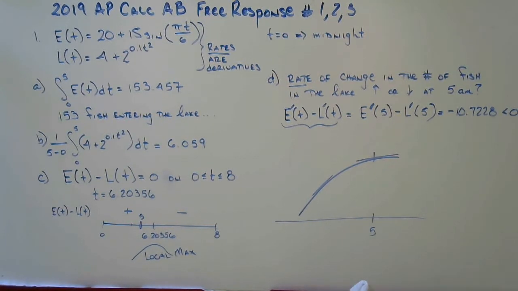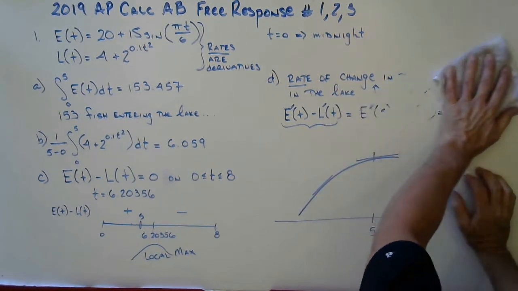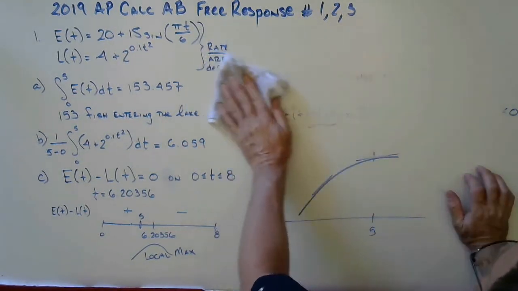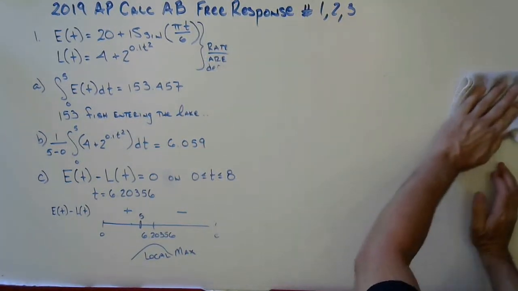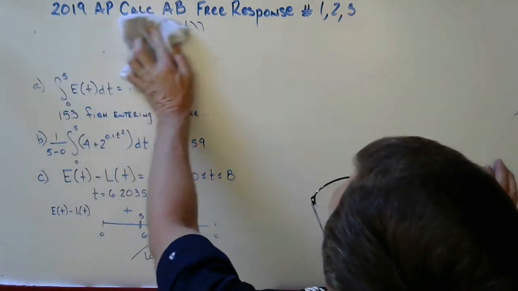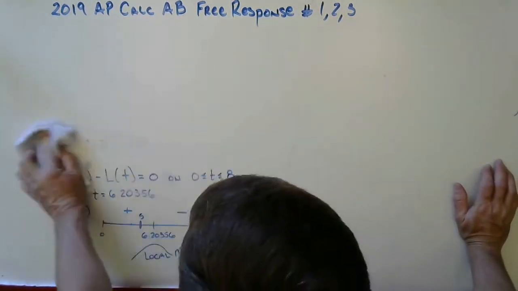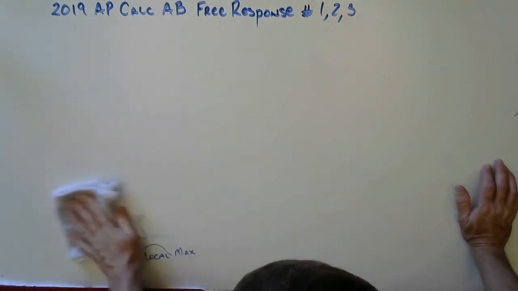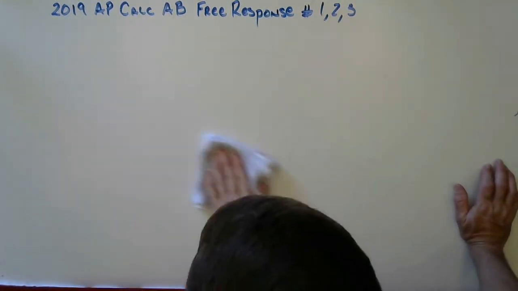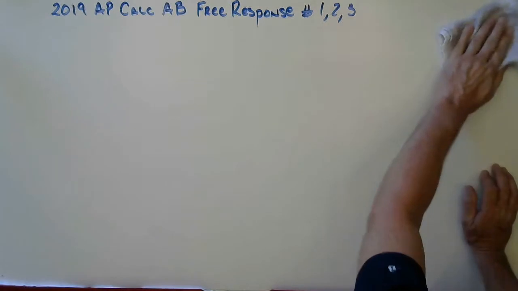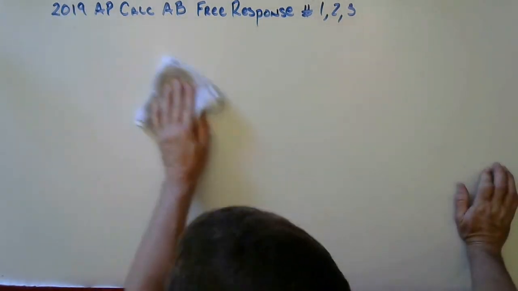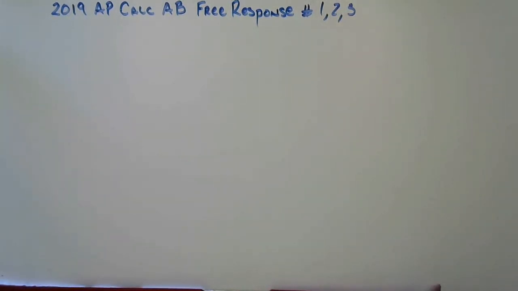Question number 2 was an AB question only. So I'll tell you what I'm going to do. I'm going to go ahead and do question number 3 right now. That way the BC kids can watch question 1 and question 3 and then exit out of this video and go off to the BC video. And those of us looking at the AB video will stick around for question 2 at the end.